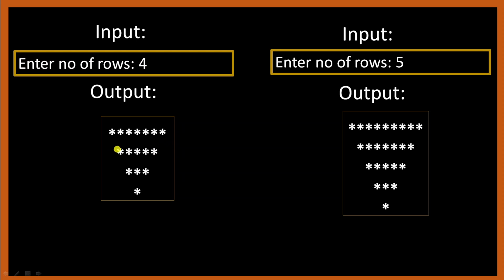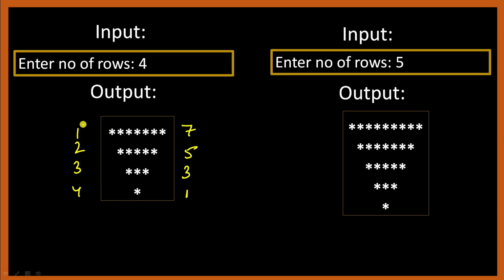This is basically the reverse of our half pyramid that we have seen in a previous video. So if these are the rows, in the first row you can see there are a total of 7 stars. In the second row we have a total of 1 2 3 4 5 stars. Third row 3 stars, and in the fourth row we have 1 star.